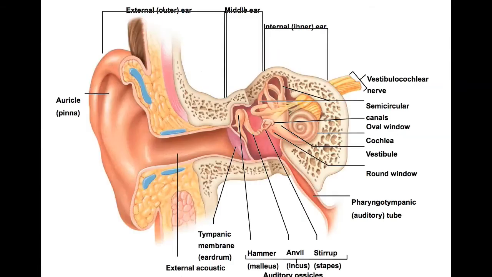First off, just our basic structure. We have the external outer ear, the middle ear, and the internal ear. This is how it's divided. And we're going to go structure by structure and see how all this is laid out, starting with the external ear.